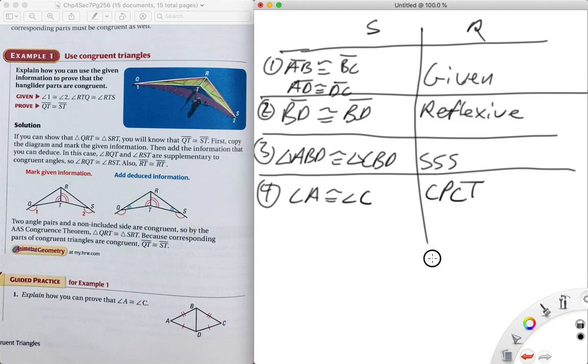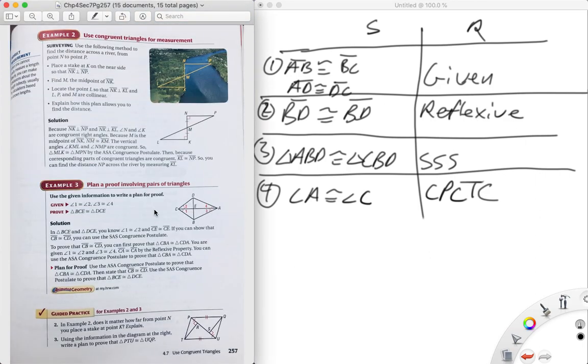CPCT, or CPCTC if you want to write that extra C. Some people put the C there. CPCTC, it's up to you. Okay, actually, I'll keep it there because it does make sense. Corresponding parts of congruent triangles are congruent. CPCTC. Okay, so that's what this section is basically about.